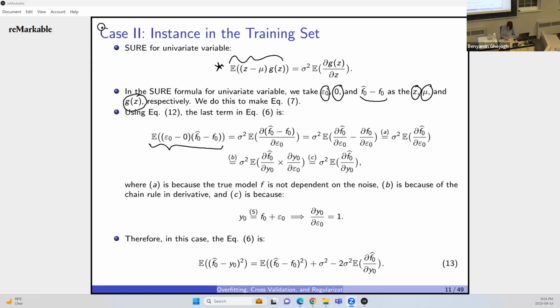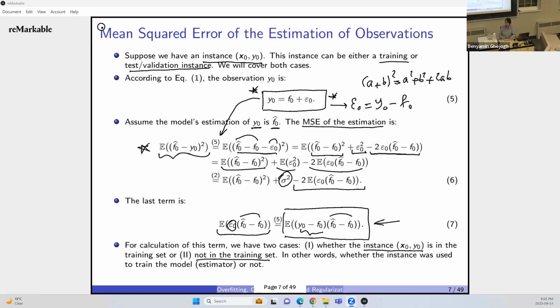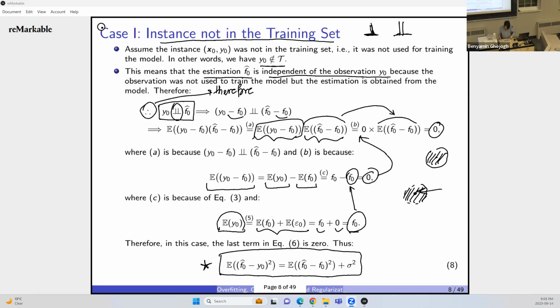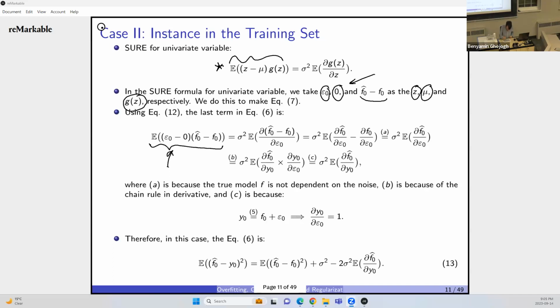Then you will get expectation of epsilon 0 minus 0 times f0 hat minus f0. Why did I do that? Why did I choose these? Because, according to my memory, if I'm not wrong, exactly, this was equation 7. I tried to make the left-hand side of Stein's lemma the equation 7 that we had. Okay. So now this, according to the Stein's lemma, is equal to this, right?